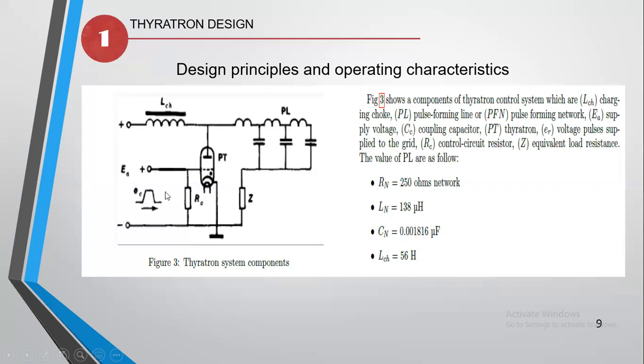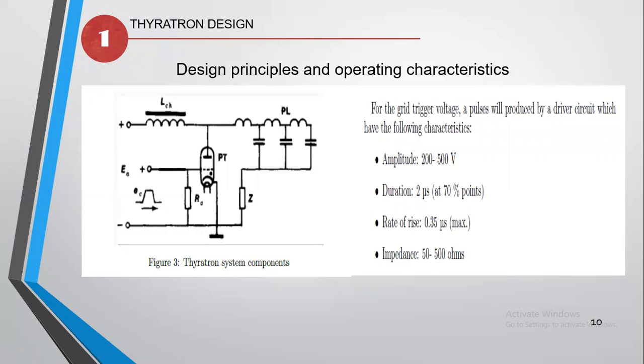EC here, or ER, is the voltage pulses supplied to the grid to control the grid, either positive voltage or negative voltage, and it will be like a sinusoidal signal. For the grid trigger voltage, we will use a signal with amplitude from 200 to 500, duration 2 microseconds, phase time 0.3535 microsecond, and the impedance will be from 50 to 500 ohms.